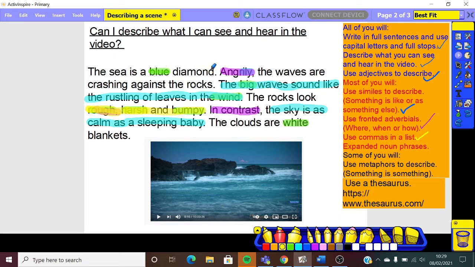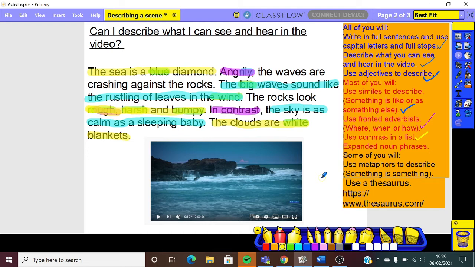Well done if you spotted the sea is a blue diamond. Now, the sea isn't actually a blue diamond, but my metaphor is telling me that it is. I'm saying that it is a blue diamond. And well done if you spotted the clouds are white blankets. Again, they're not actually white blankets, but in my writing I'm saying that they are.